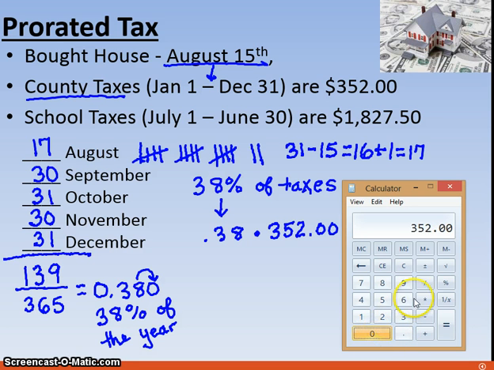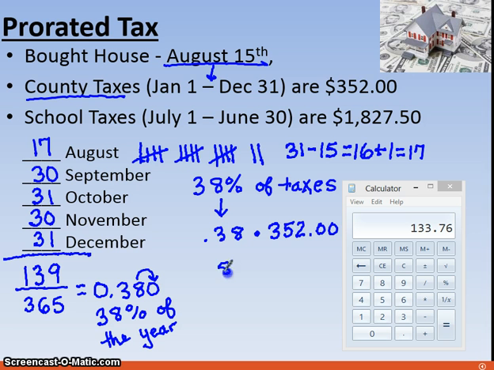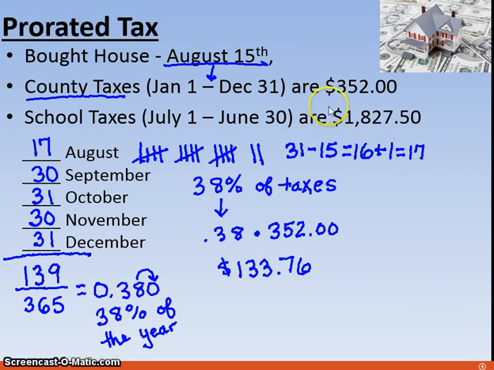So we have $352 that we need to take 38% of. So we'll multiply by 0.38. And when we do so, we get $133.76. This literally means that if we bought this house on August 15th, we would need to pay $133.76 for the county taxes. The seller would be responsible for the rest.